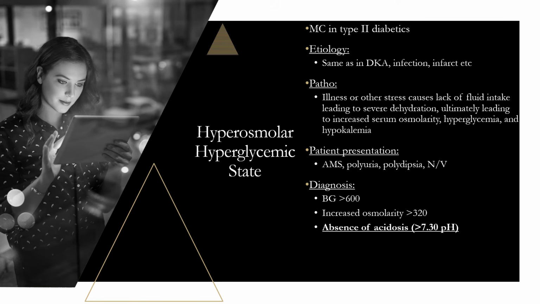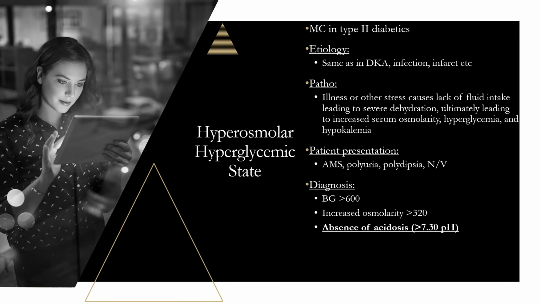As far as diagnosis, these patients normally have a much higher blood sugar at around over 600. And the mortality rate is much higher in HHS than it is in DKA. These patients are normally a lot sicker than the DKA patients. So their blood sugars are normally a lot higher than in DKA. Normally you're going to see over 600, increased serum osmolarity of over 320. And then the big one here, these patients are not going to be acidotic in most cases.